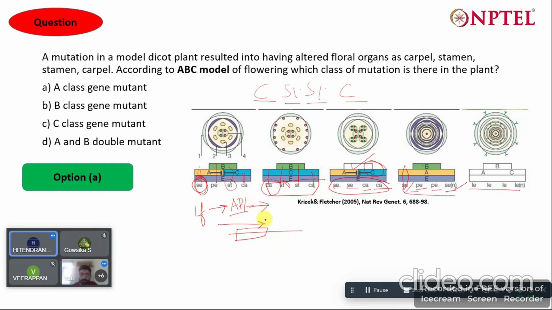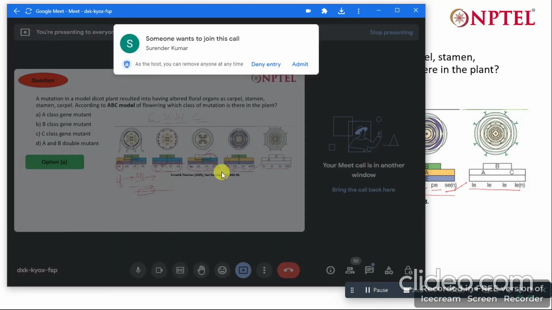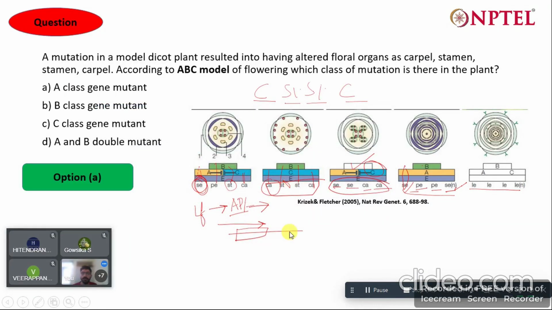Yes, sir. Yes, thank you, sir. Okay, so any more doubts? Or shall I explain it again if anyone has not understood?